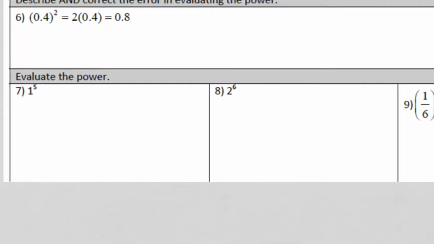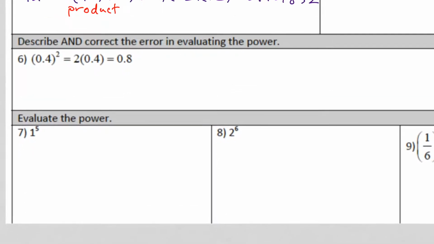Okay? And I'm going to let you try number 6 on your own, see what you come up with. And again, number 6 says describe and correct the error. There's an error. Okay, there is a mistake somewhere here. So this answer does not equal this answer. There's a mistake. Figure out what the mistake is, okay, and tell me what the actual answer should be for number 6.